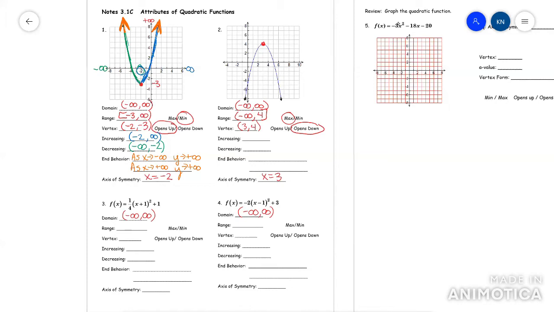Increasing, this blue section of line here is increasing from left to right. Remember, I'm answering using x values, so it's increasing from negative infinity all the way until 3. This green section would start decreasing from an x value of 3 to an x value of positive infinity.